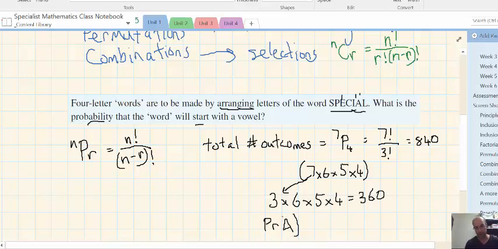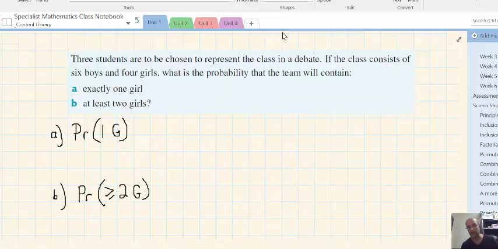So the probability of this event, if we can just call it A, you should probably define that, let A be this event that we're talking about here, is basically 360 over 840, and we just simplify that to 3/7.